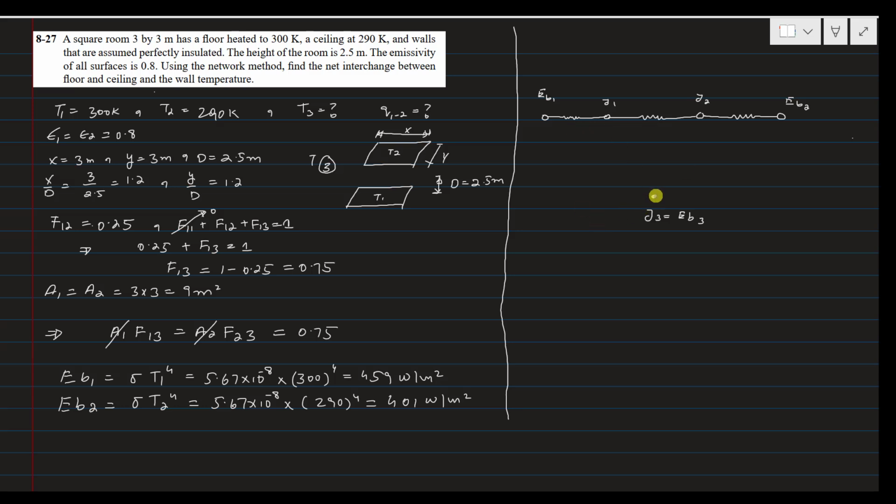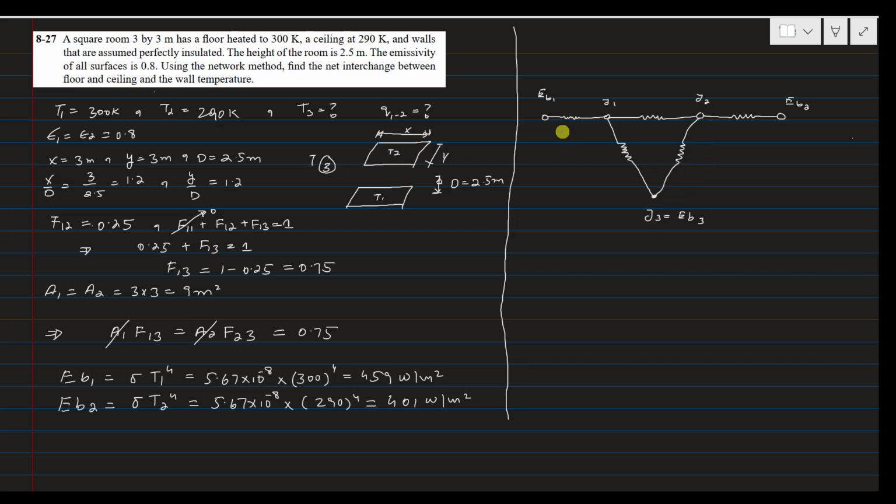So here this is the valve. It is perfectly insulated, so its surface resistance is 0, so in that case J3 becomes EB3. So the radiosity of the body B1, the ceiling, and the valve, so this is J2 and J3.